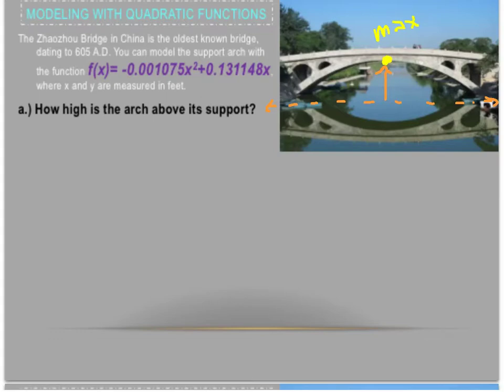Well, that's going to occur at the vertex, right? It's going to occur at the y-coordinate of the vertex. So I need to figure out the vertex, right? So for the vertex, negative b over 2a. First I have to find the x-coordinate. You always have to find x before you can find y. So the x-coordinate of the vertex is negative b over 2a.